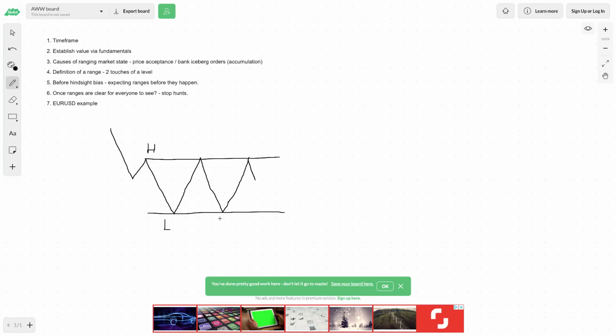Now, what is common when you get ranges is what is known as stop hunts. So when we have a range, what tends to happen is an accumulation of stops. Now, for argument's sake, let's go back to the bank iceberg orders being accumulation. Let's say we enter into a range and the bank wants to be a buyer, right? It needs sell orders. This is the liquidity that it needs.